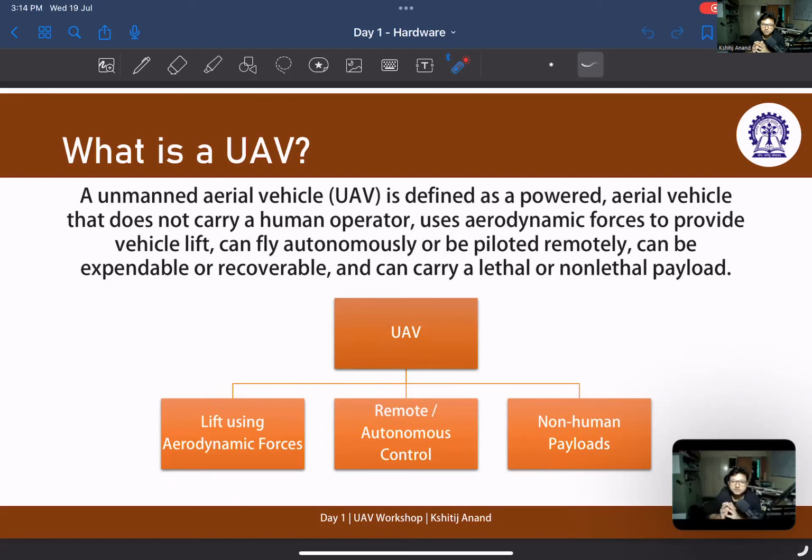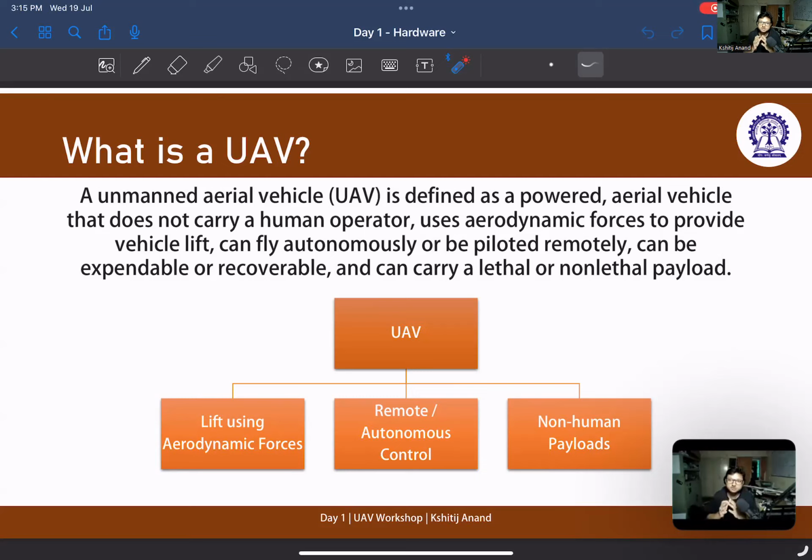Okay, moving on. Today we'll look at the frame part, the hardware part, how do you make a UAV? And tomorrow we'll be looking at manual control, autonomous control, how do you control the motor? And then it's up to you what payload you want to carry. These are the three aspects which determine how your whole UAV is going to work.